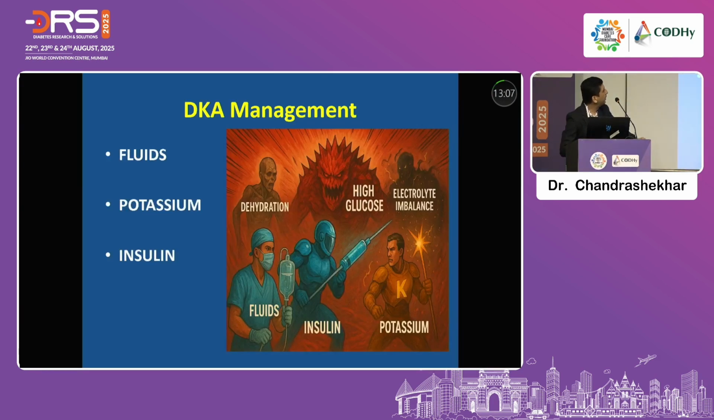There are three issues in DKA management. First is dehydration, second is high glucose, and third is electrolyte imbalance. And we have three weapons for this. First is fluids, second is insulin, third is potassium.